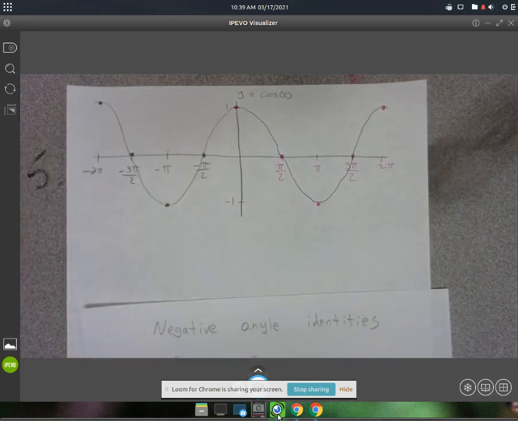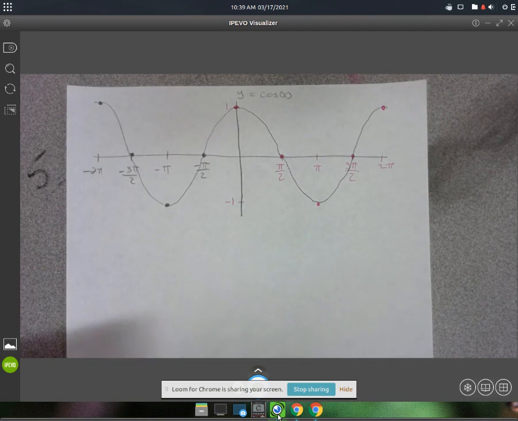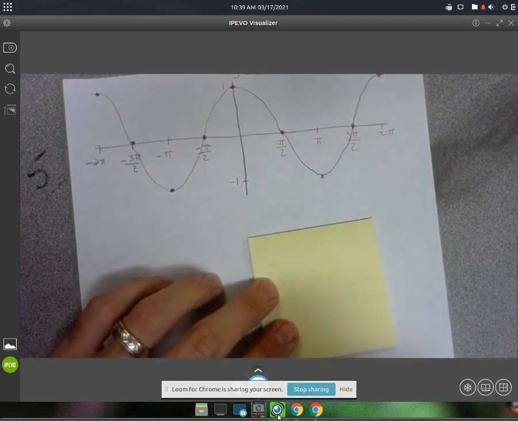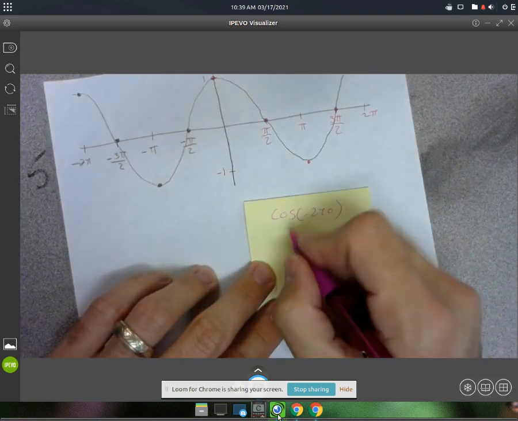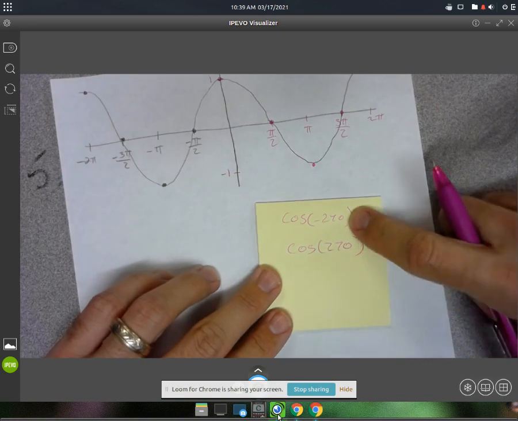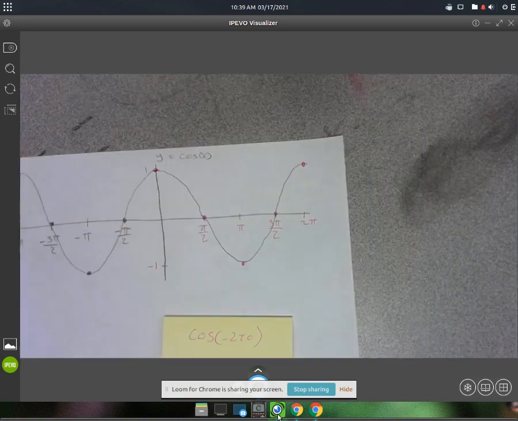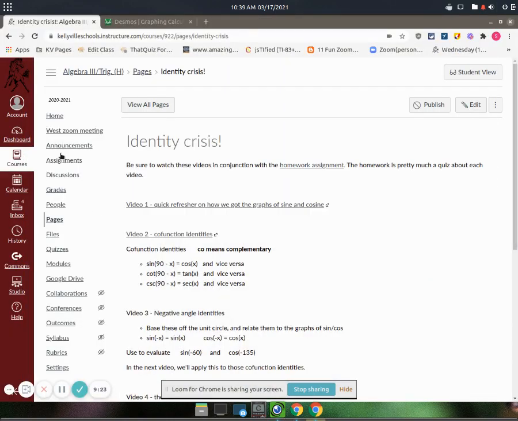So we can use that to simplify negative angle expressions. Next time I ask you about cosine of negative 270, you need to say, Mr. West, I don't want to do cosine of negative 270. That's hard to think about. I'm going to do cosine of 270. It's probably easier actually to think of this one, but anyway, that's the idea. We're going to use this in conjunction with our cofunctions next.